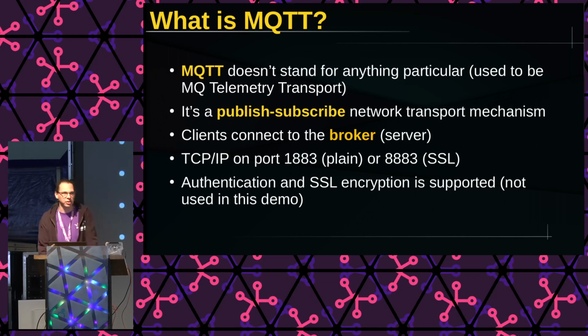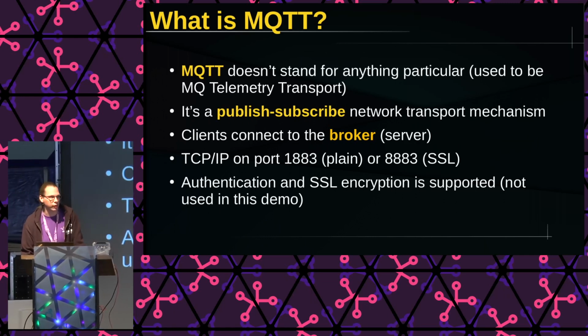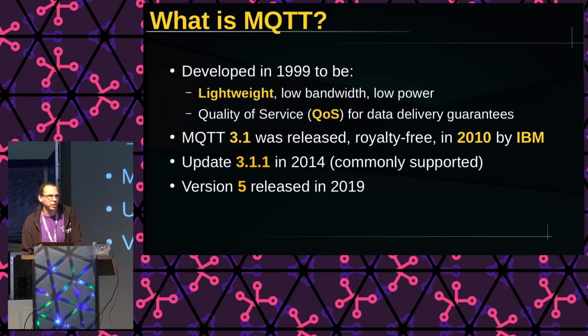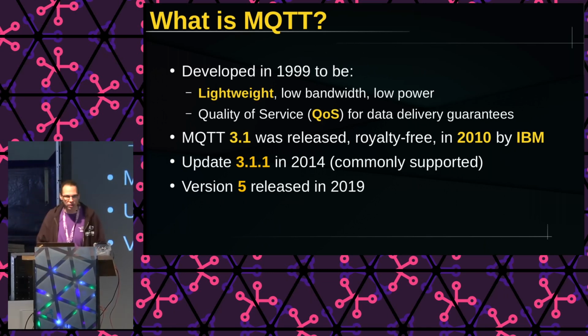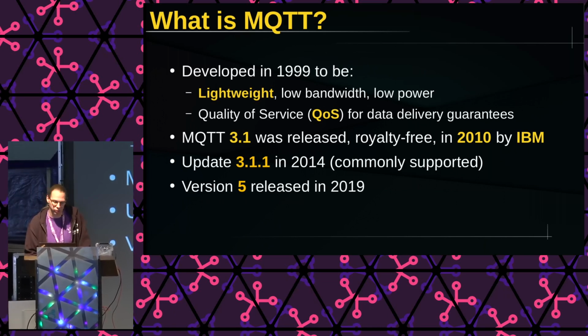There are authentication and SSL support options, but I'm not using them in this demo because that would be too complicated and convoluted for this short time. Like I said, it was developed by IBM, and development started in 1999. It was an internal development for use in pipelines, to communicate all the status information along the pipeline. It had to be lightweight. It had to use very little CPU power and bandwidth, but it had to have some guarantees for data delivery. And there's a QoS built in, with 3 levels, which we will come to later.